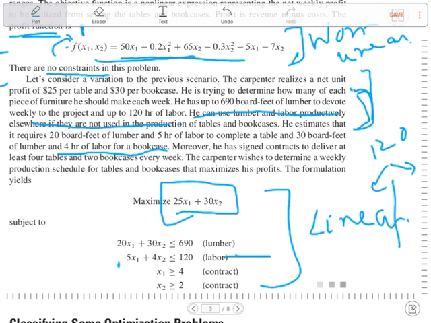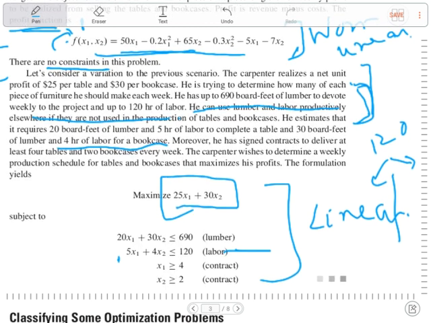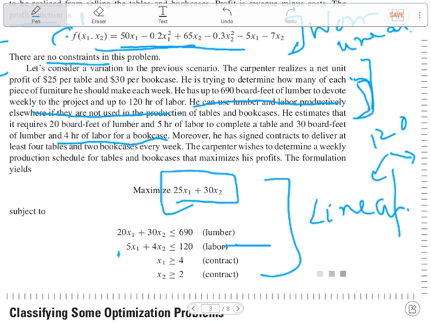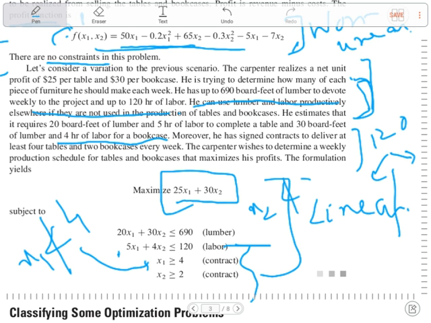Okay, and also here what is said is x1 greater than or equal to 4 and x2 greater than or equal to 2. This is because of the contract which he is getting. He has signed a contract to deliver at least 4 tables. In the previous sum there was no limit on how many tables or bookcases he would make, but here there is a limit, a lower limit. At least he has to produce 4 tables and at least 2 bookcases per week. So x1 cannot be less than 4, according to his contract, which gives this one. Similarly, x2 cannot be less than 2, which gives this one.